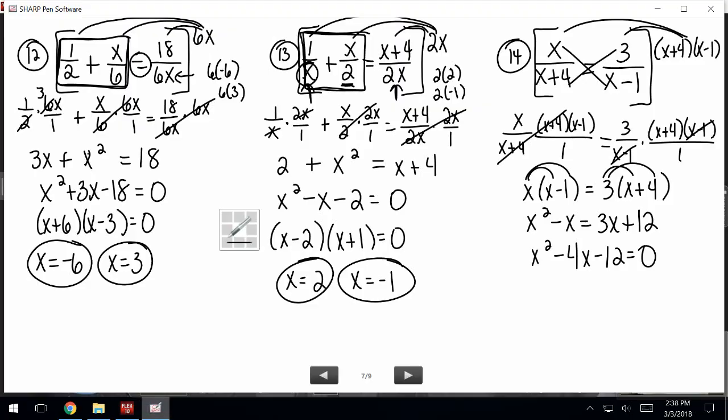Sorry guys, I completely just blanked there for a minute. So it'd be minus 6 and positive 2. Good grief almighty. Can't think. And so that'll be x equals 6 and negative 2.